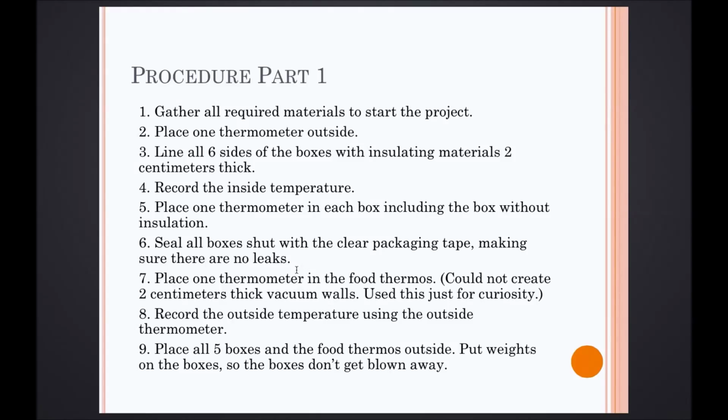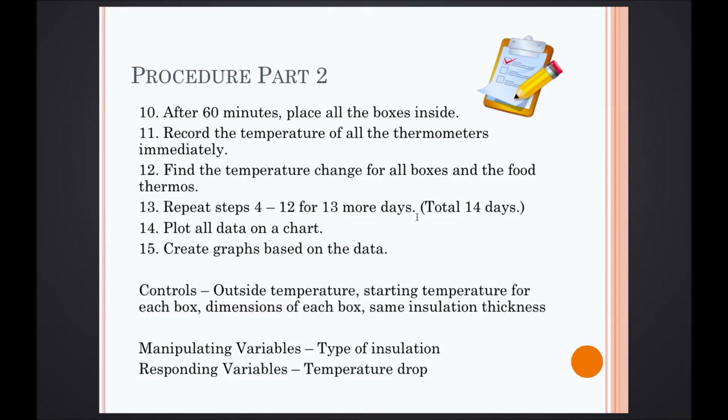I placed a thermometer in the food thermos as well. After that, I recorded the outside temperature and placed all 5 boxes and the food thermos outside. I placed a weight on the boxes so they wouldn't get blown away. After 60 minutes, I placed all the boxes back inside and recorded the temperature immediately. I found the temperature change of all the boxes and the food thermos. I repeated these steps for 13 more days, for a total of 14 days, or 2 weeks. And then I created a data chart and graphs based on the data.